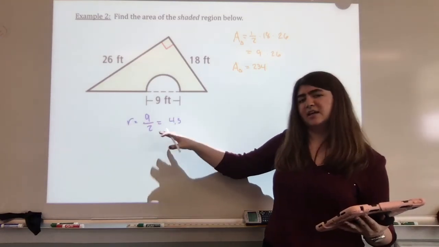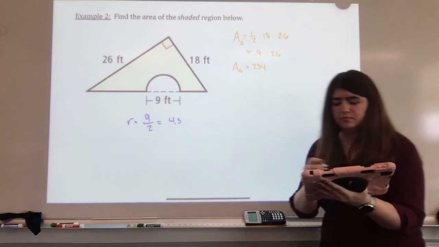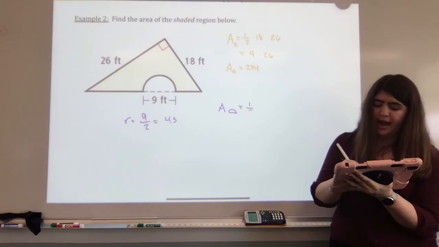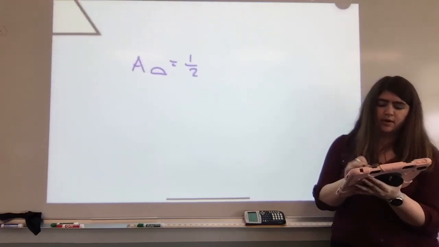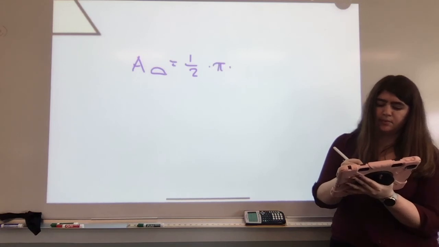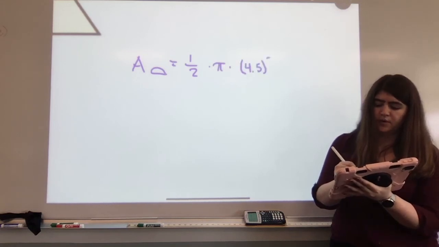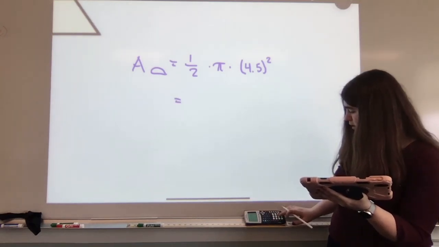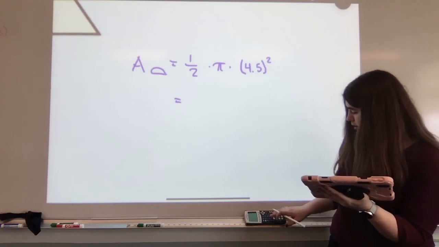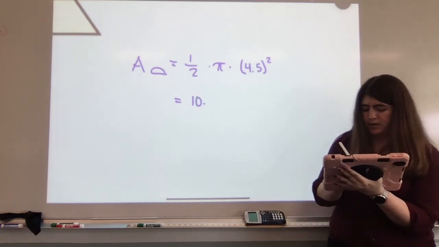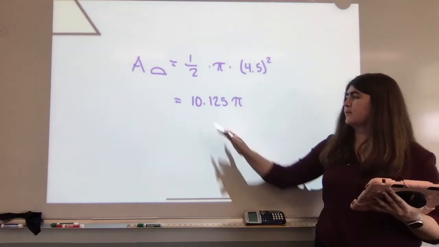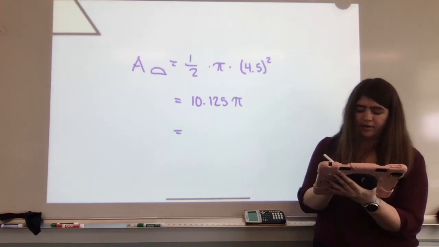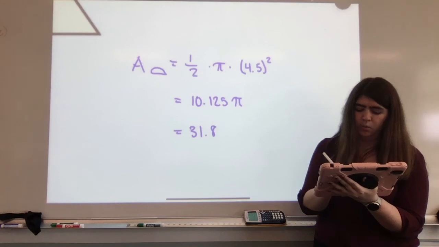Now that I found the radius, I can use that to solve for my half circle. So the area of my half circle is going to be equal to 1/2 the area of a circle. So I have 1/2 times pi times my radius, which is 4.5 squared. I'm going to plug in my calculator, 4.5 squared, and then divide that by 2. That gives me 10.125 pi. Now I'm going to multiply it by pi, and I did use the pi button. And when I do that, that gives me an area of 31.81.